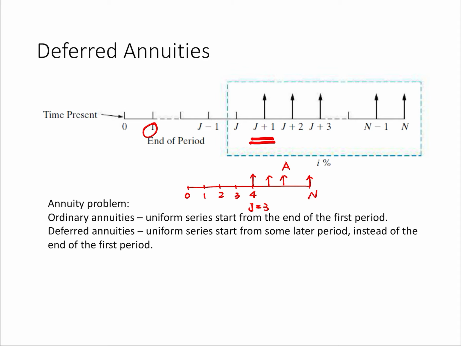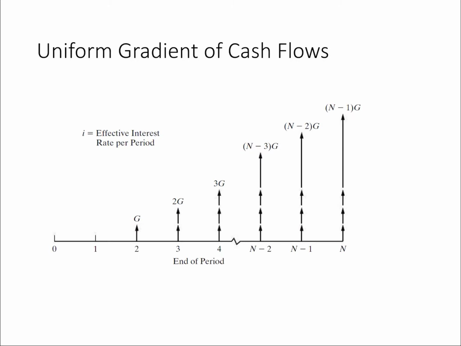Okay? And why? Because compare these two cash flows. In your typical diagram, your cash flow starts from J plus 1. So 4 equals J plus 1, right? And then, if 4 equals J plus 1, then J equals 3. You have to practice a lot, so when you use the formula, you can quickly tell what J is.